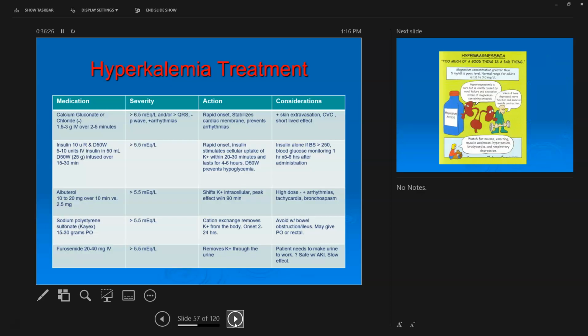I made you a nice slide table and put all this together, and again, it's red, so this is important. It shows what medication choices you have, what severity of potassium level they could potentially be used at, how they act, and also various considerations when you use them.